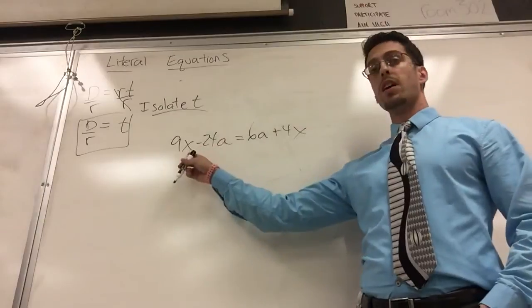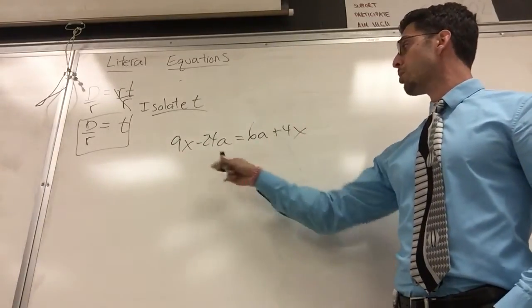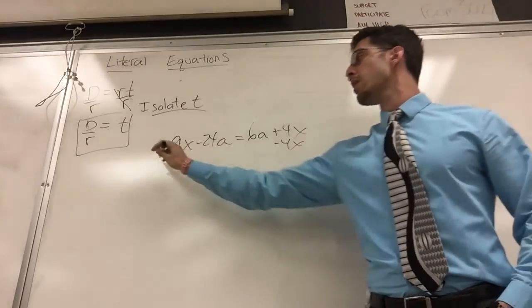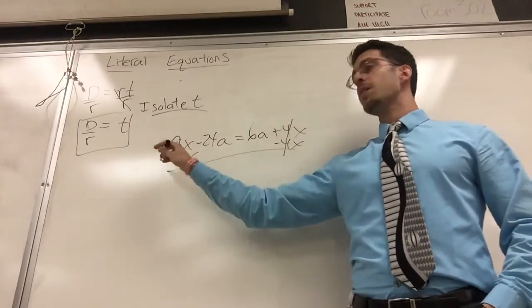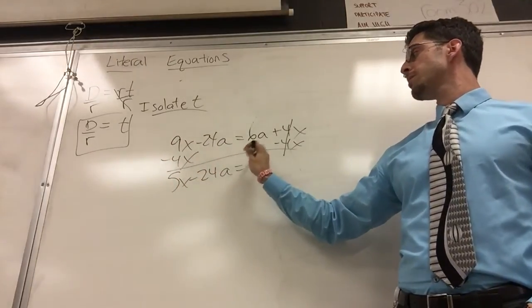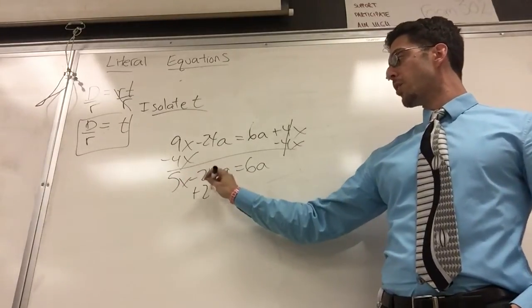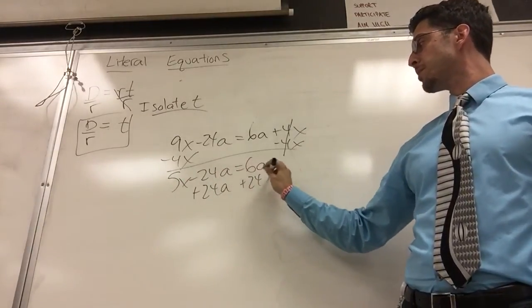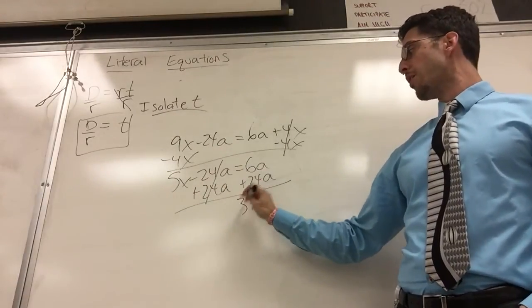So I want x on one side and everything else on the other side. Well, let me bring my x's over there. I'll subtract 4x so that all my x's are on one side. Goodbye, 4x. 9 minus 4 is 5x, and everything else drops down. Is x alone? Not yet. Let me get rid of the 24a. Cancel out 24a. 6a plus 24a is 30a.